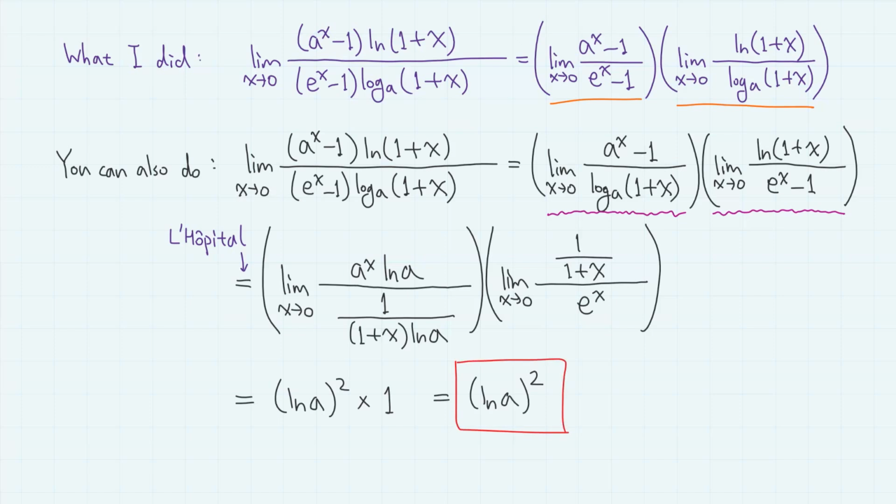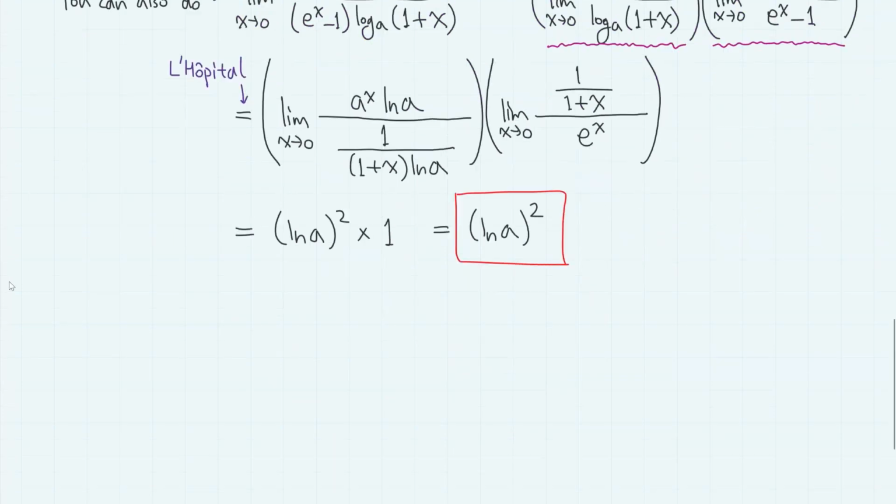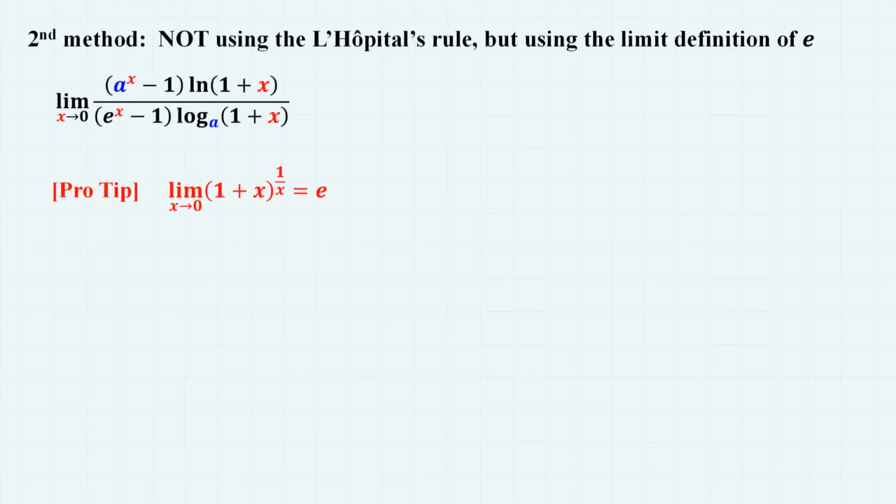But now it's time for the non-L'Hopital method. In the second method, I am not going to use the L'Hopital's rule, but instead I am going to use the so-called limit definition of the constant e. That is, the limit of 1 plus x to the power of 1 over x as x approaches 0 is equal to e. And we can derive so many useful limits with this as the starting point.